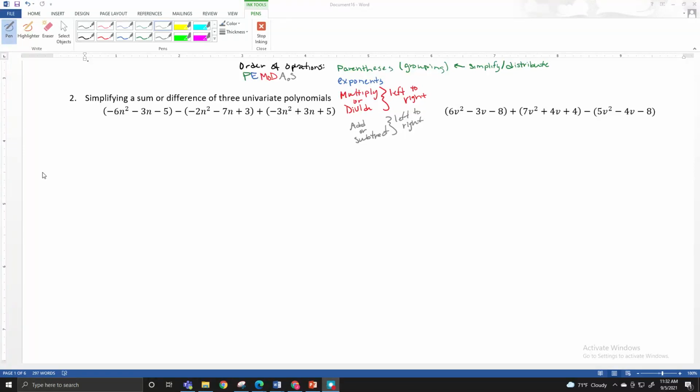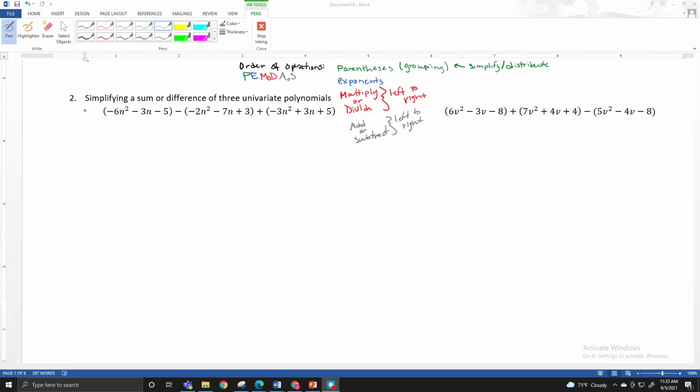Simplifying a sum or difference of three univariate polynomials, meaning we have one variable, different exponents on the variable, and we have to combine like terms and simplify. So simplifying always means use the order of operations. You might have to use it more than once.